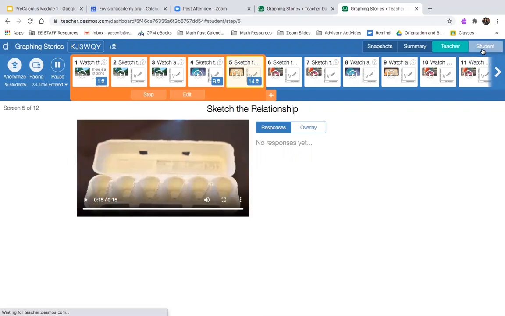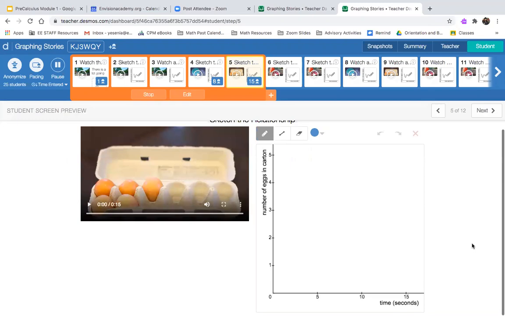All right, and on your student view, you have that little graph. Pay attention to what the y-axis is asking you. It's number of eggs in the carton over time. So go ahead and try to draw a sketch of what's happening, and y'all are free to replay this video on your own screens. I'll give y'all some time to do that. And again, please make sure that you're following along with us. I do see some of us on screen 4 and 1. Make sure that you move along with us to screen 5 and try to draw your graph.